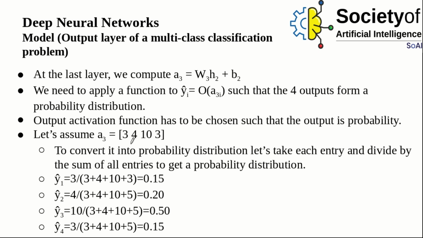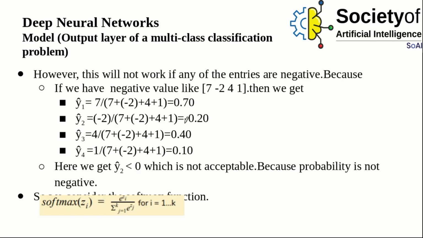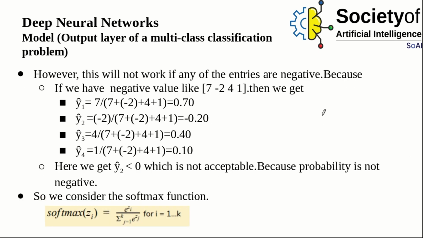Let's assume A3 as 3, 4, 10, and 3. To convert it into a probability distribution, let's take each entry and divide by the sum of all the entries. Doing so, we get these values, which add up to 1, as they have to, since it is a probability distribution. However, this will not work if any of the entries are negative.